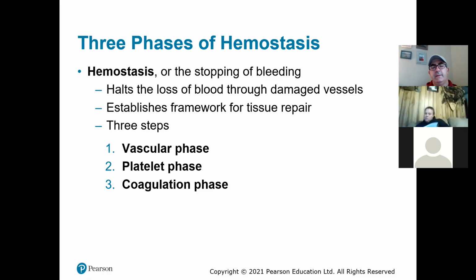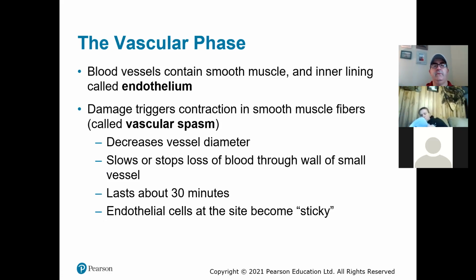And it happens in 3 phases: the vascular phase, the platelet phase, and the coagulation phase. So if you damage a blood vessel, the first thing that happens is called the vascular phase. The blood vessels actually contract, right? They get small. Wherever you damage the blood vessel itself has smooth muscle and it shrinks down, to try to prevent more blood loss. It's called vascular spasm. It decreases the blood vessel diameter so that you're not leaking as much blood. So the first phase is the vascular phase.